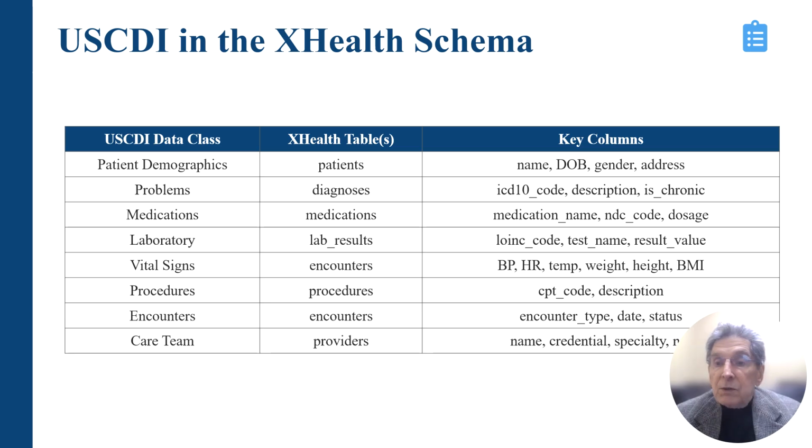Can someone tell me what USCDI data class might not be well supported by XHealth's current schema? Think about it for a minute. What's required that we might not have already covered? Give you a little hint. It can cause a sudden reaction. Yes, that's right, allergies. We don't have an allergies table, and that's something that you might want to add.